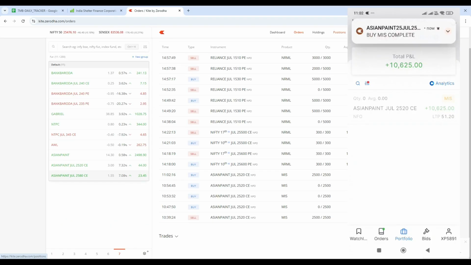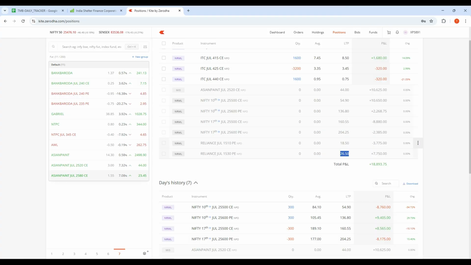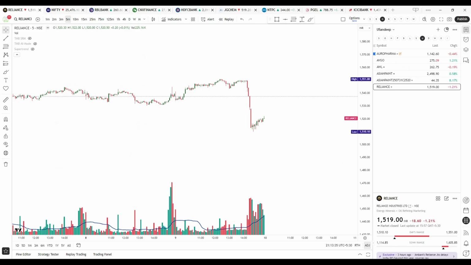The protective manner, in the sense, what I did, I sold one PE and I bought another PE. In between, I quickly exited the profit, which I made was 4,000 rupees in this Reliance. So how has this worked out?